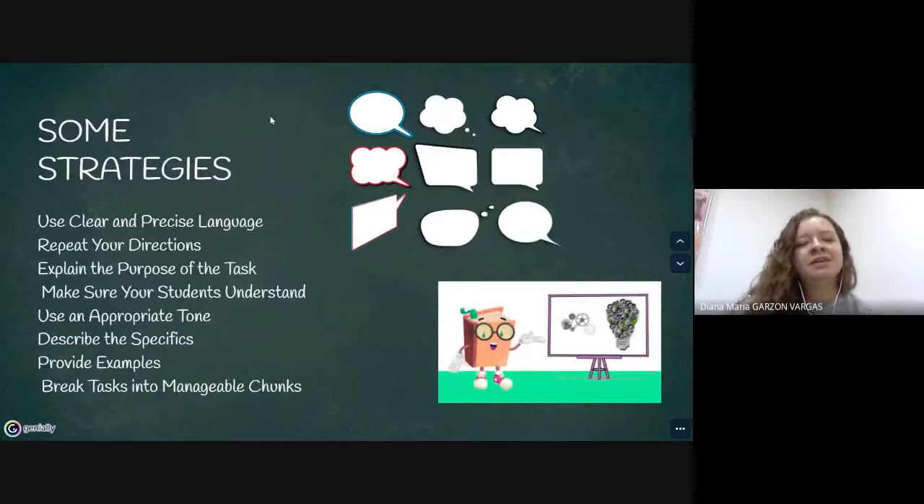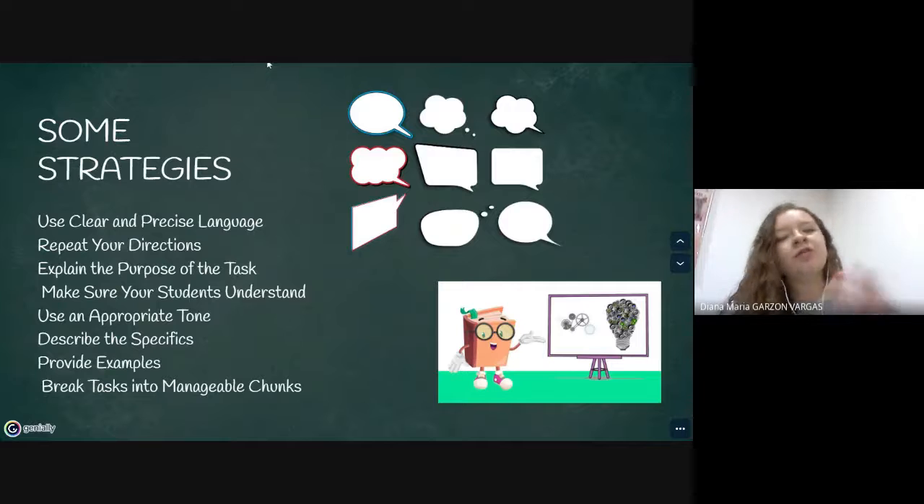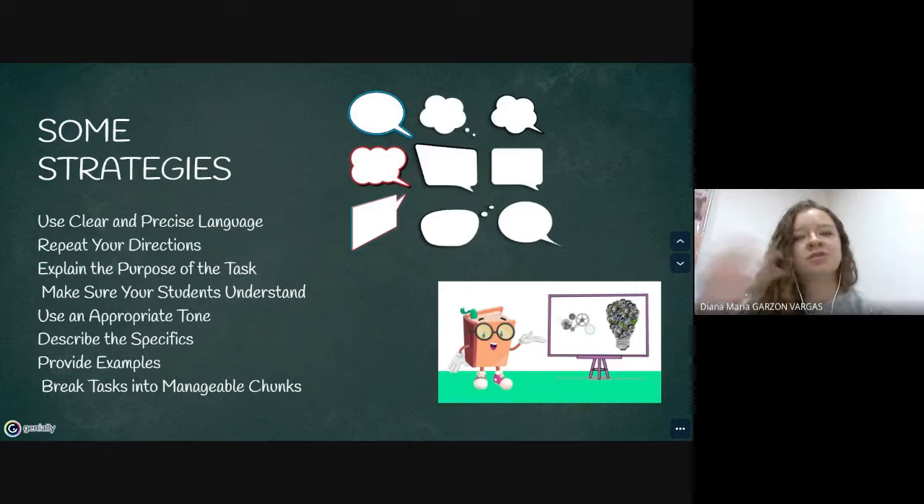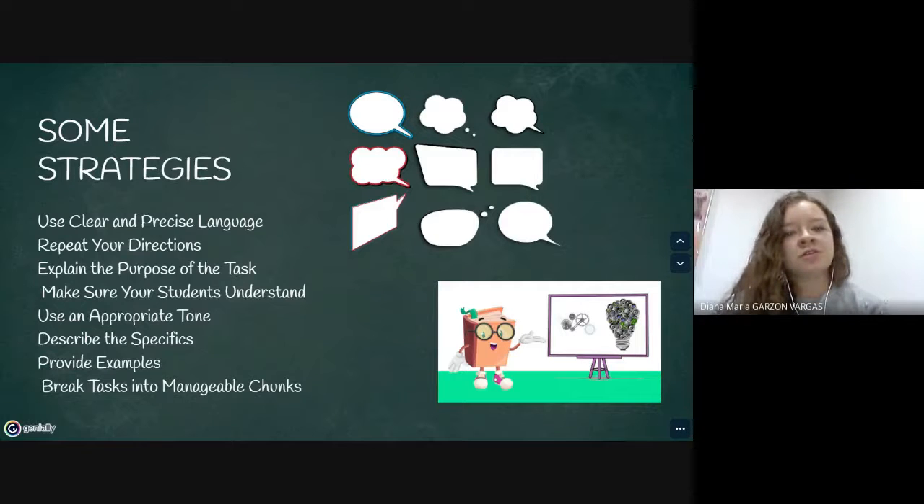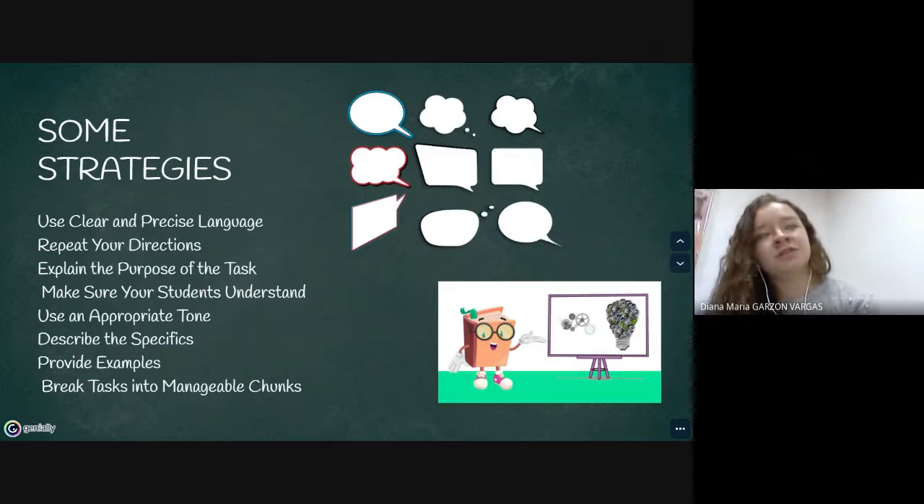Okay, with this in mind, we found some strategies that can help us to improve those kinds of clear instructions during our classes. So, the first one is, obviously, use clear and precise language. The idea with that is to use concrete terms so that the students will be able to understand what's expected of them, and also we suggest using nouns instead of pronouns, especially when we are teaching younger students.